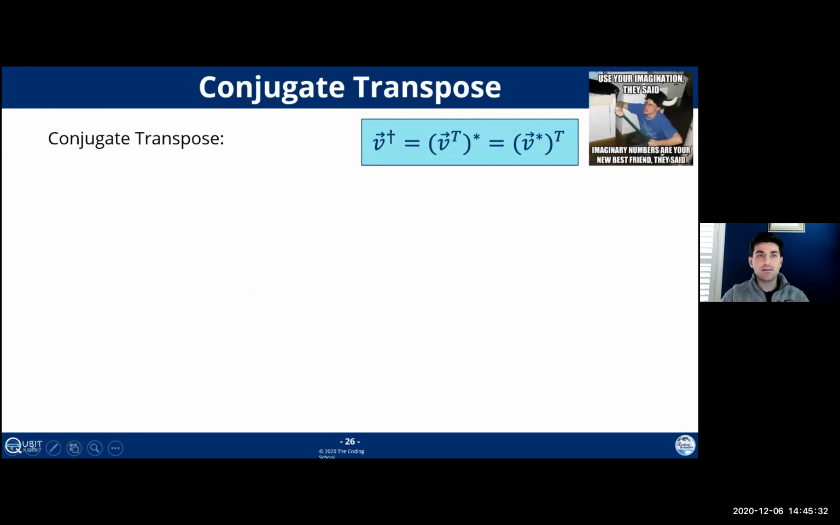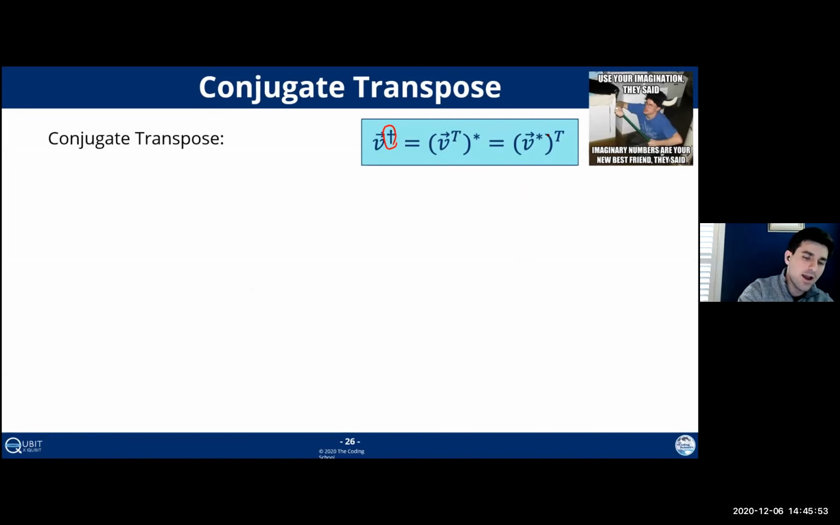Okay, so with that, let's do a quick review of what conjugate transpose means. If you guys remember, the conjugate transpose, which we show with this dagger, is when you have a vector or a matrix, you take the transpose and then you take the complex conjugate, or you can do it the other way. You can first take the complex conjugate and then the transpose.